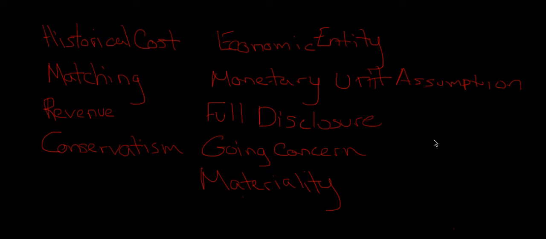The next one, the monetary unit assumption, basically says we're reporting in US GAAP. Report all transactions in the US dollar. That's pretty much what they're getting at. You can have foreign transactions in euros or Swiss francs or something. Report them as US dollars.